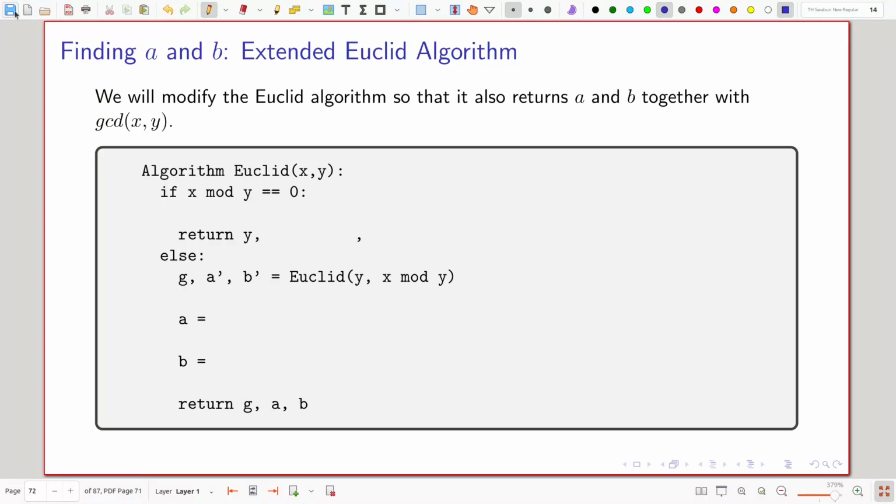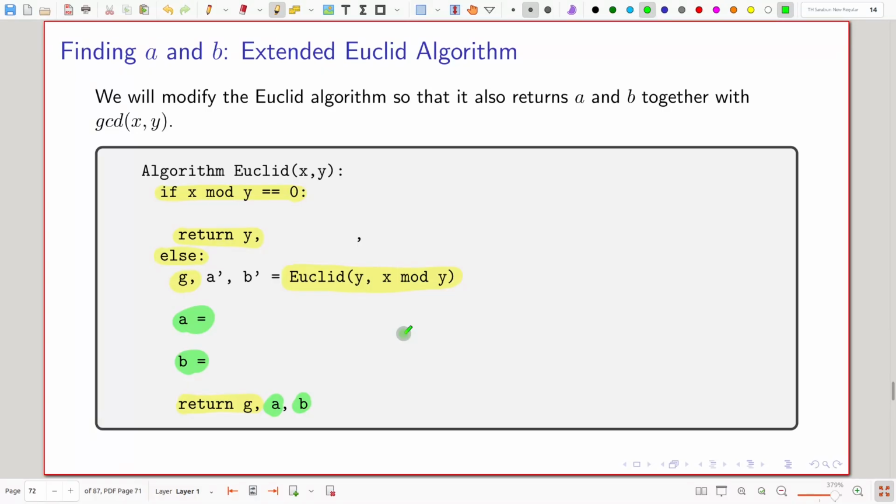We would modify the algorithm like this. Let's recall the structure of GCD. The original version of Euclid's algorithm contains this part, and then this part. You just call GCD, you call Euclid on y and x mod y. Now we need to return A and B. This is what we need to work on.